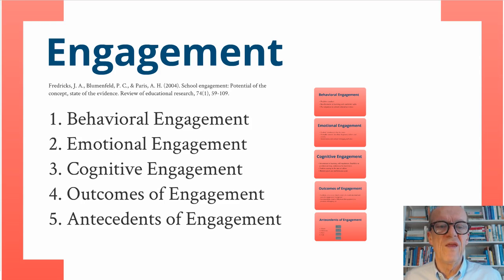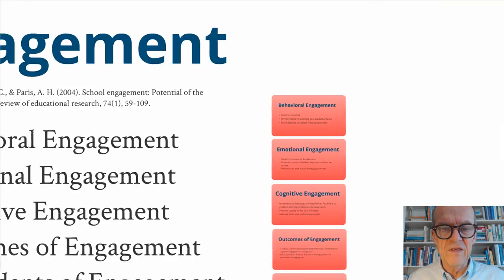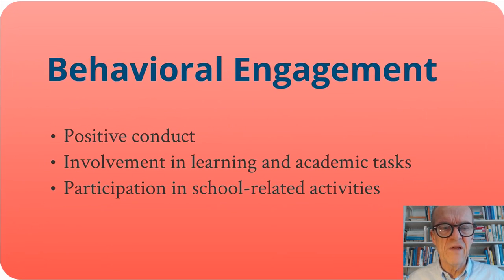Okay, first the issue of behavioral engagement. So behavioral engagement is something like being positively involved in the school, positive conduct, absence of disruptive behavior, being involved in learning and in academic tasks, but also in the social environment of the school, participating in school-related activities. So everything the ideal student shows when being active in the school, being connected, being related, contributing to the school, to the products which are the focus of the school and the objectives of the school.